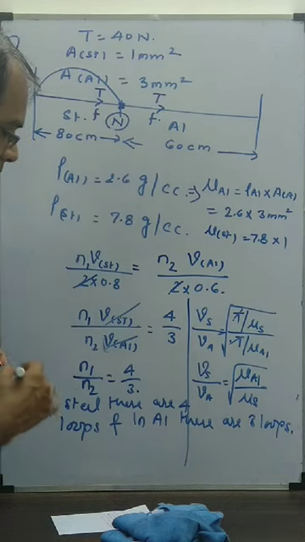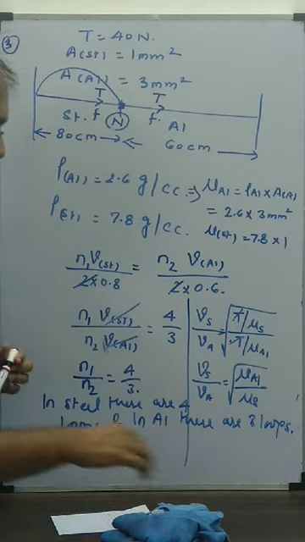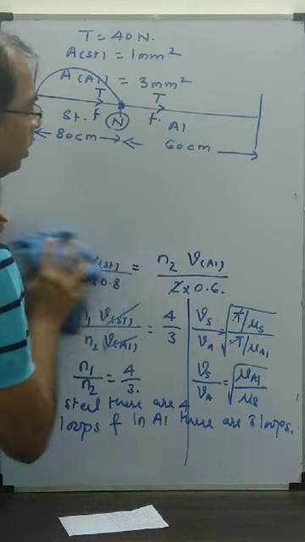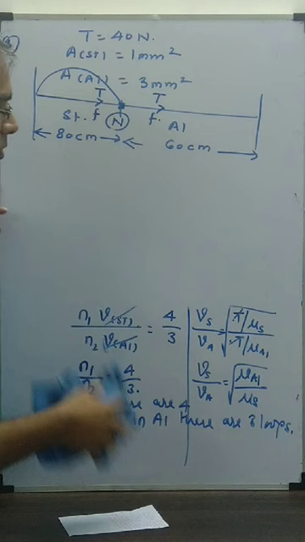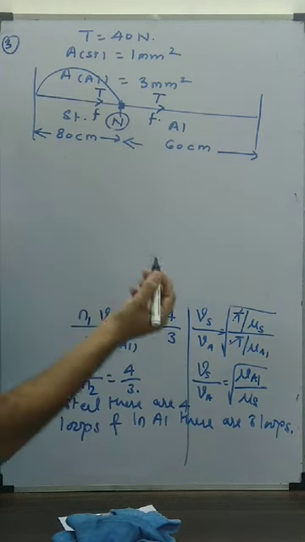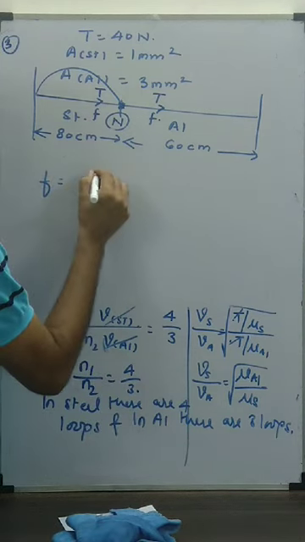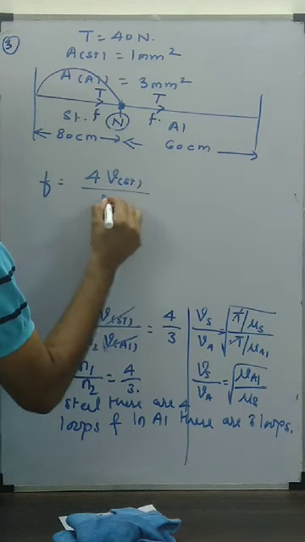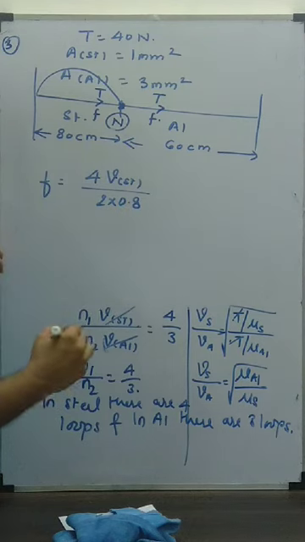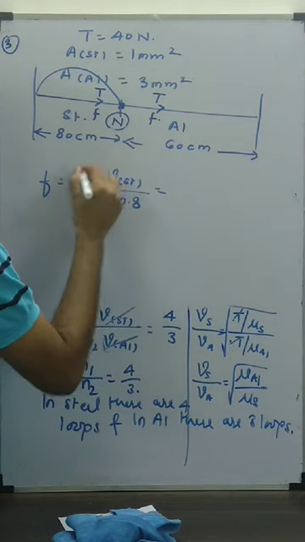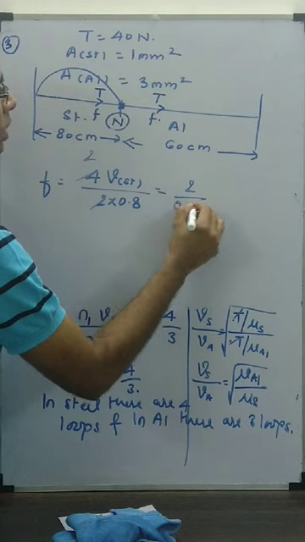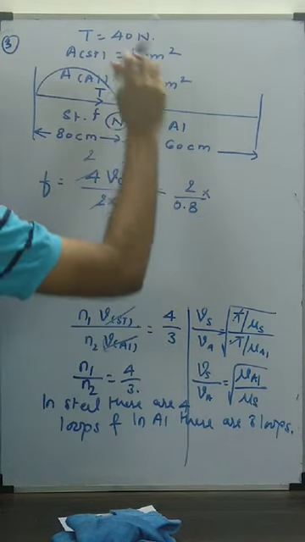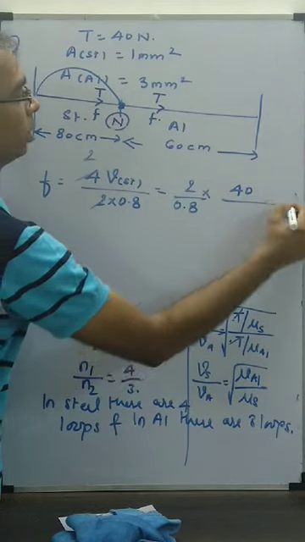Now what the question is asking us is the minimum frequency of the source. Very easy now, because we know how many loops are there. So let's go for the steel. We are saying in steel there are 4 loops. So frequency is 4 into V in steel by 2 into length in steel. So this is 2 by 0.8. Now velocity in steel is root over T by mu. What is T? 40.